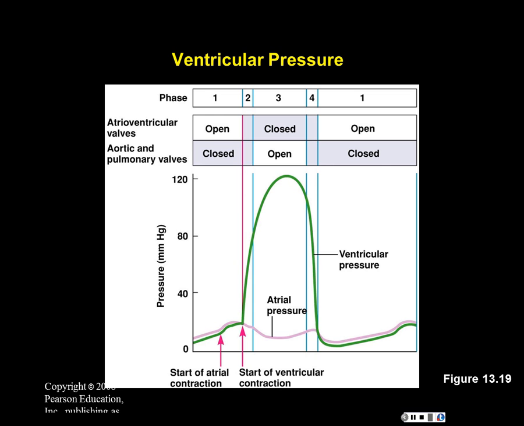120, which is our textbook set point for blood pressure, right? So our systolic pressure. You will see it.